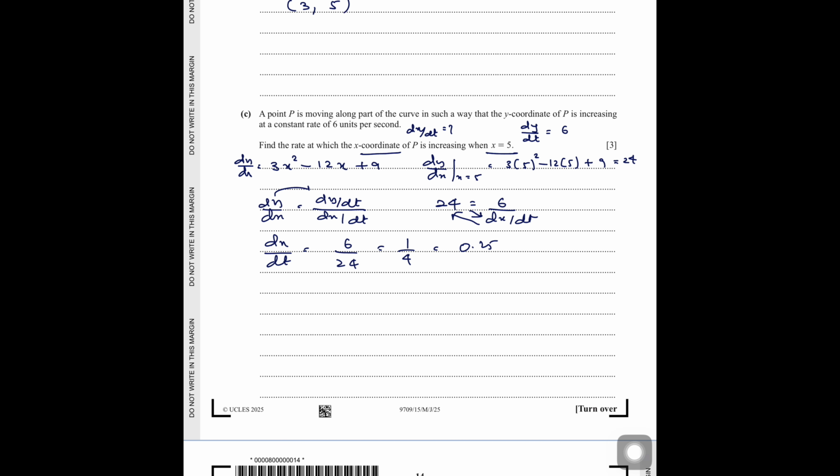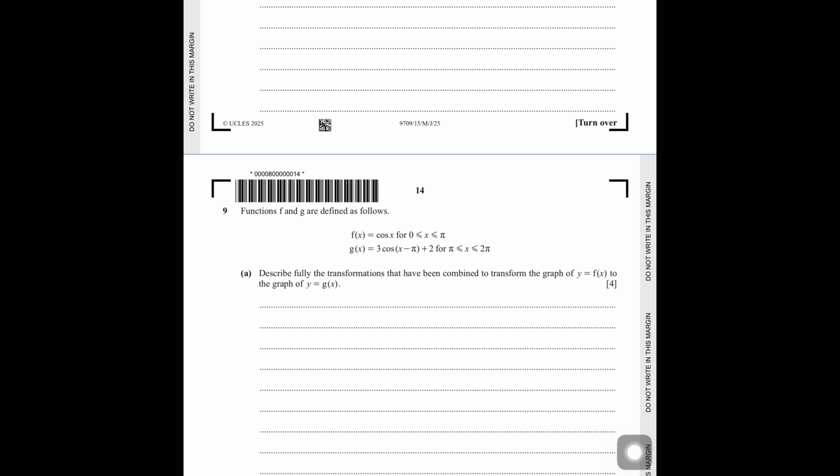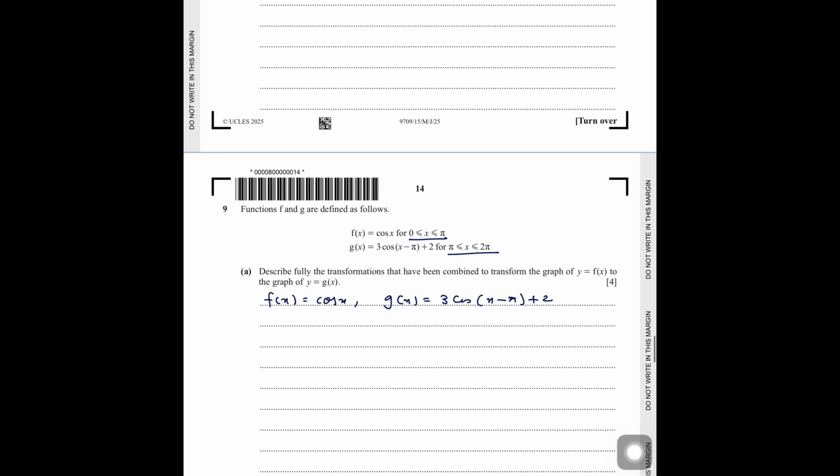Number 9. Functions f and g are defined as follows. F of x equals cos x and g of x is 3 cos of (x minus pi) plus 2. The domains are first 0 to pi and then pi to 2 pi. Describe fully a single transformation, or the transformations that have been combined, to transform the graph of f(x) to the graph of g(x).